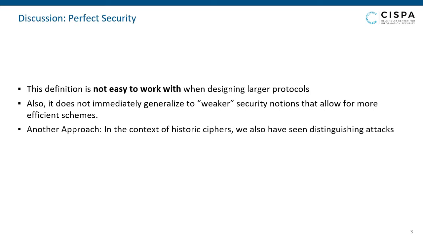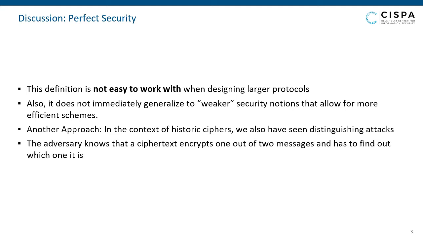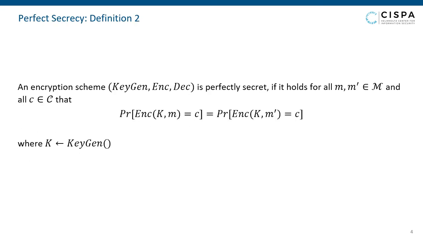Another approach could be, in the context of historic ciphers, we have seen distinguishing attacks, where the adversary knows that a ciphertext encrypts one out of two messages and it has to find out which one it is. Is this maybe a minimal attack goal? So let's look at a security definition inspired by this. Here's our second attempt at defining perfect secrecy.